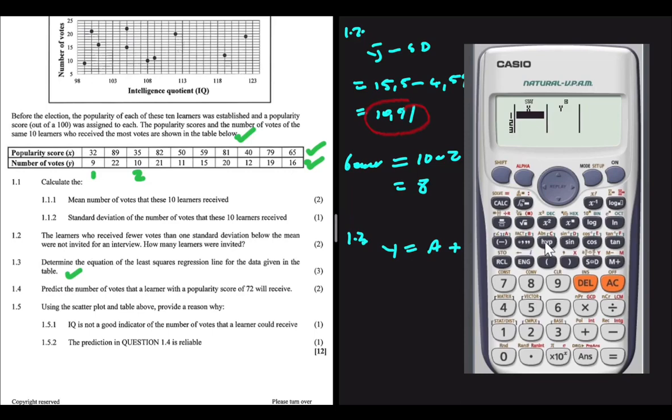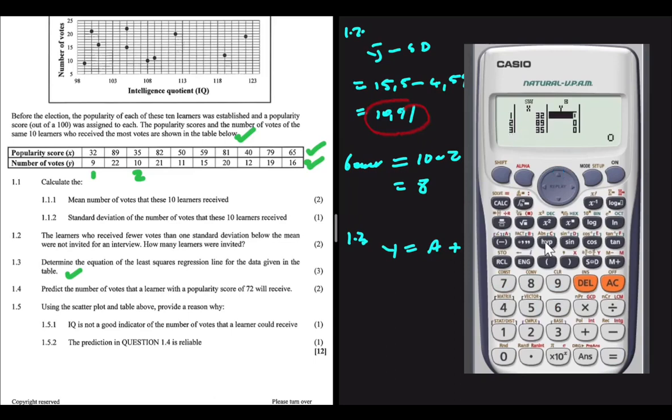We're going to start with the x values. As far as the x values are concerned, we have 32, 89, 35, 30, not 32, but 82, right? 50, 59, 81, 40, 79, 65. Right, now I have to go ahead and punch in the y values.